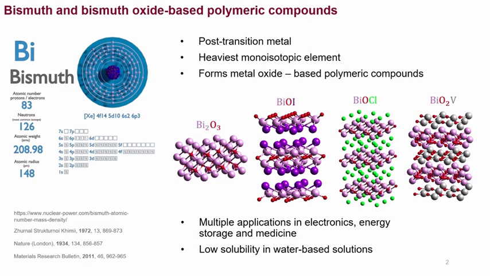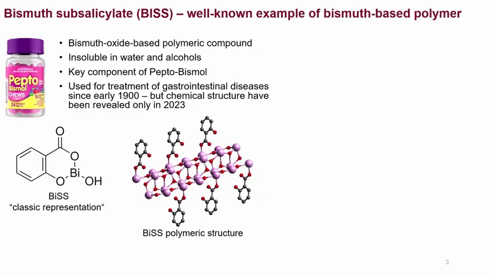And from a chemical perspective, it can form metal oxide-based polymeric compounds, all of which are characterized by low solubility in water-based solutions. These compounds have found multiple applications, not only in electronics and energy storage, but also in medicine and for some pharmaceutical applications. As for pharmaceutical applications, one of the best known examples of these compounds is bismuth subsalicylate. So bismuth subsalicylate is a key component of the Pepto-Bismol drug that is used for the treatment of different digestive diseases.